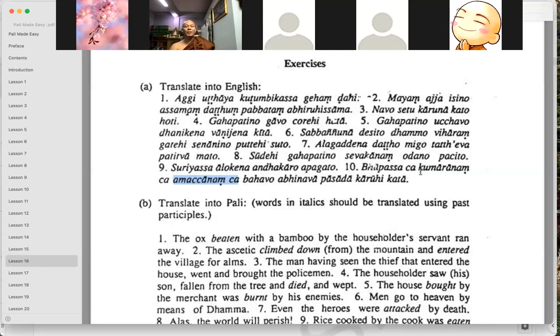So Bahavo, its stem form is what? What did you say? Stem form, original form, not declined yet. What is it?